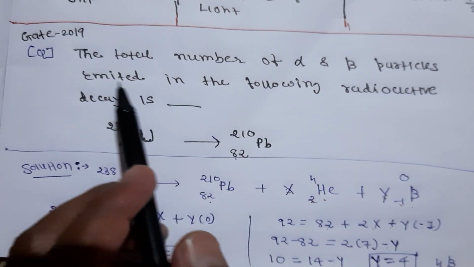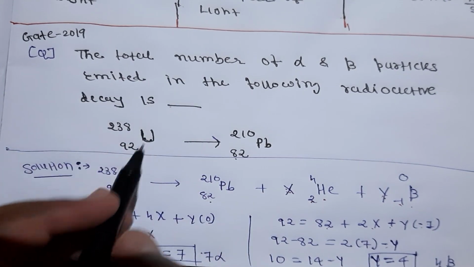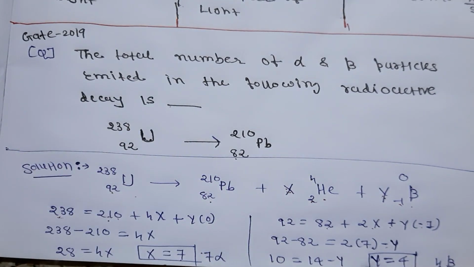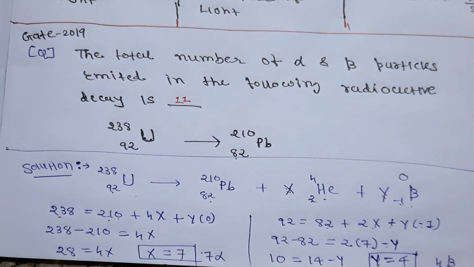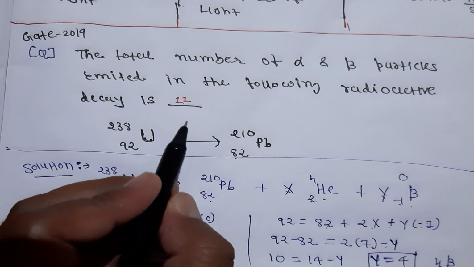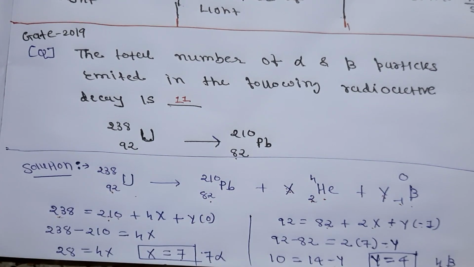But the question asked for the total number of particles, that means 7 alpha and 4 beta, so the answer is 7 + 4 = 11. Here they did not ask separately how many alpha and how many beta particles; they asked for the total number emitted. Sometimes in MCQ-type exams the question asks how many alpha and beta particles are emitted, and then the answer is 7 alpha and 4 beta. But here it is the total, so 7 + 4, the answer is 11. Thank you.